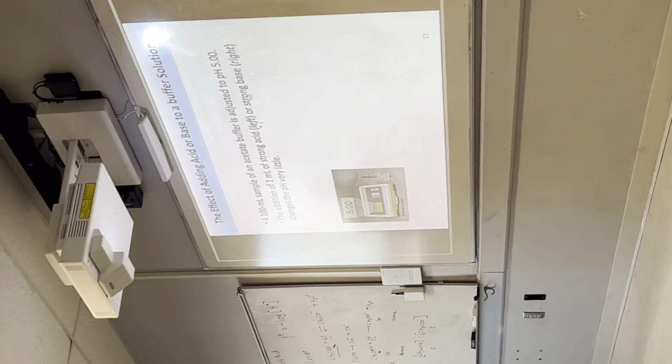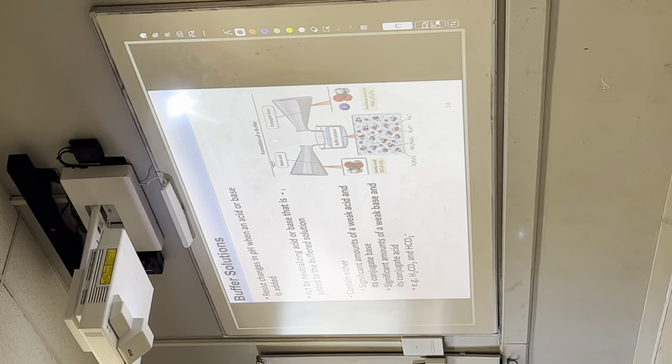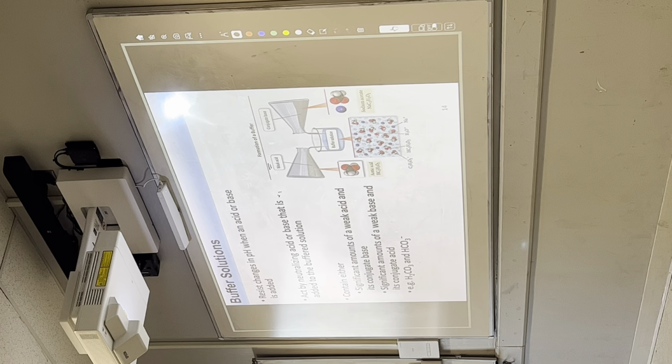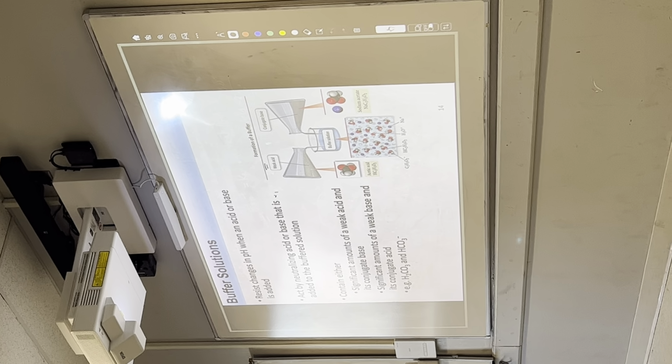All right. Now, how do you make a buffer solution? We discussed that in the lab. I don't know, is Dr. Kelly showing those things? No? It's easy, I lost this.